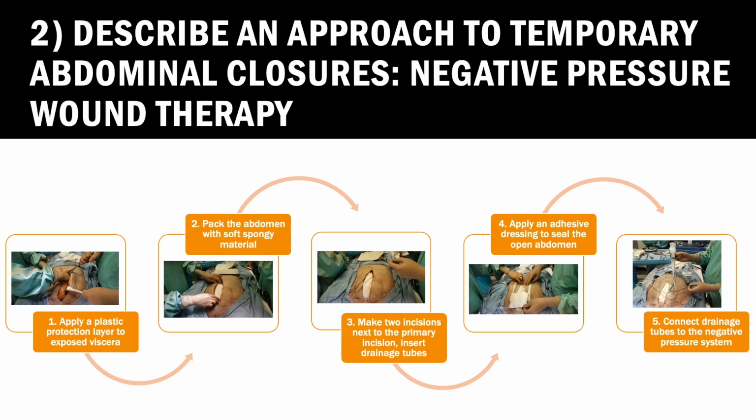Part 1. Negative pressure wound therapy. Here we will describe the steps to performing a temporary abdominal closure using negative pressure wound therapy. The general approach is as follows.